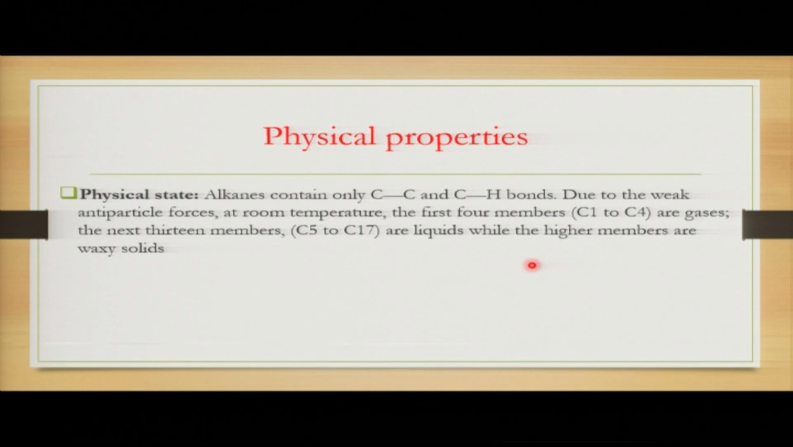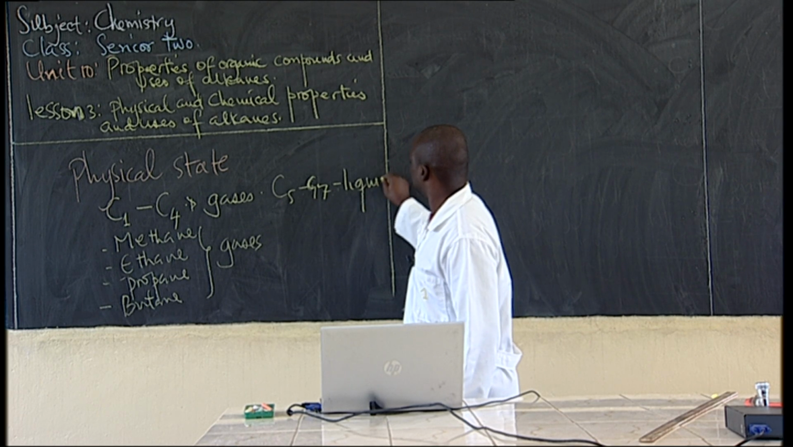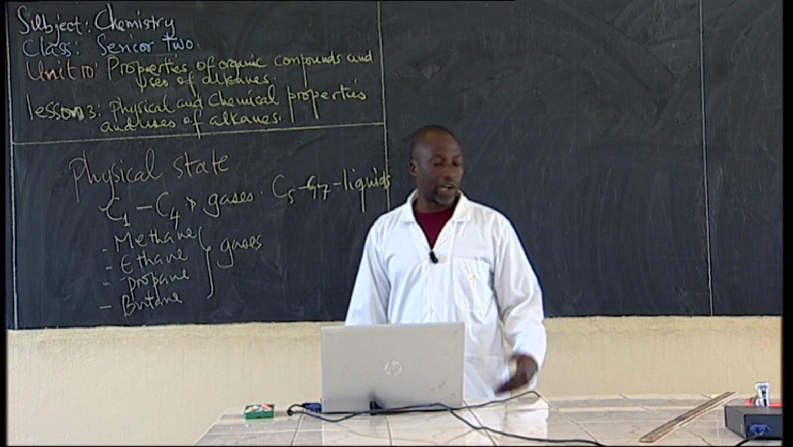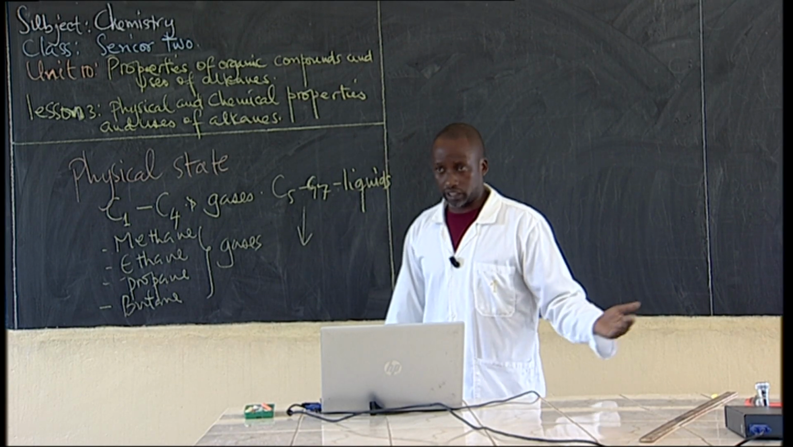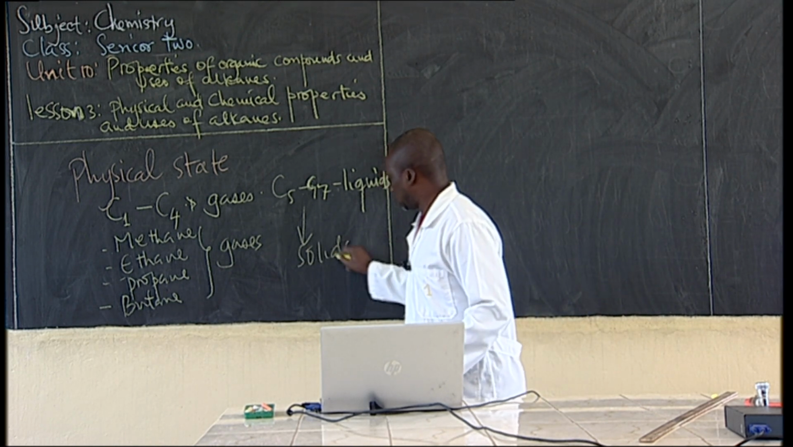From carbon number 5 to carbon number 17. We have not looked at alkanes with carbon higher than 10. The last carbon number that we looked at was the one with number 10, which was decane. So these ones exist as liquids, whereas the rest, from carbon-17 and above, exist as solids.